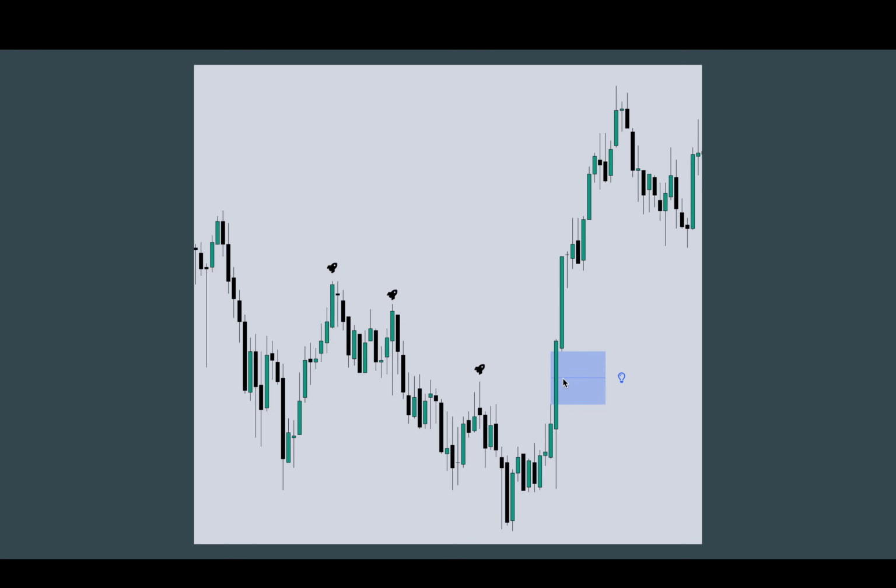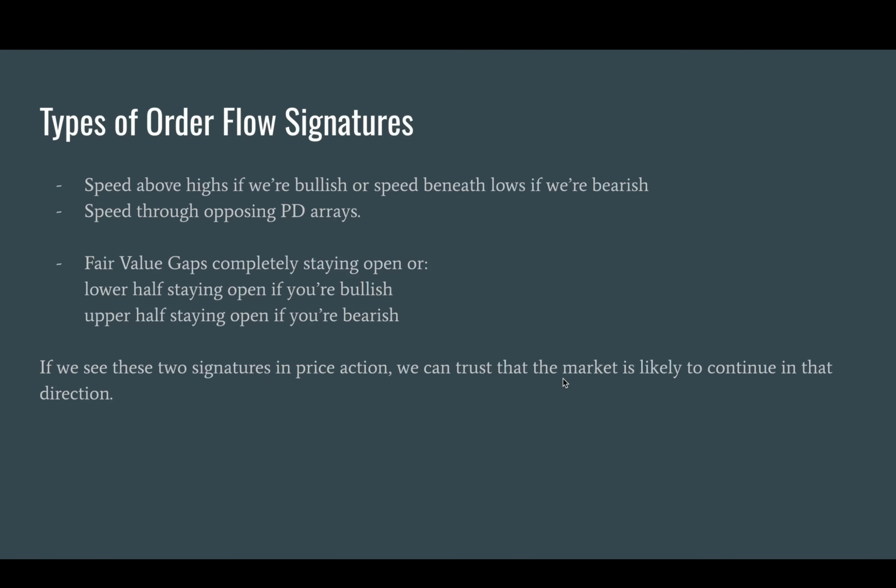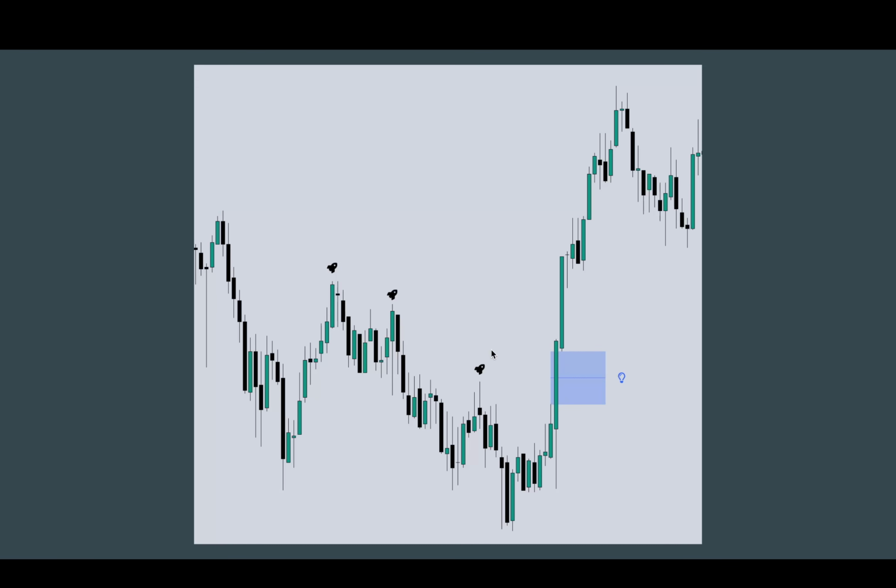I'm highlighting this fair value gap because what do we talk about? Again, if we're bullish, you want to see either the fair value gap stay completely open or at least the lower half. So here we have a fair value gap. This doesn't become a fair value gap until this candle closes. So as soon as this candle closes and we open on this next candle and trade down, and we don't even have a willingness to come back into this here, meaning we left it completely open, that right there is a really bullish signature.